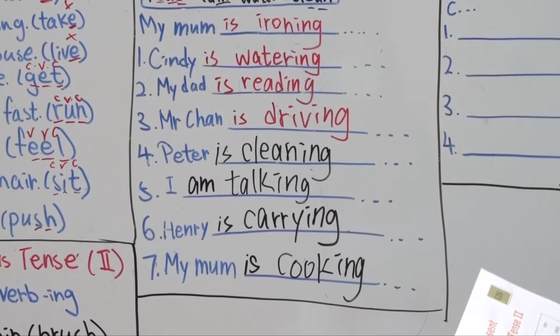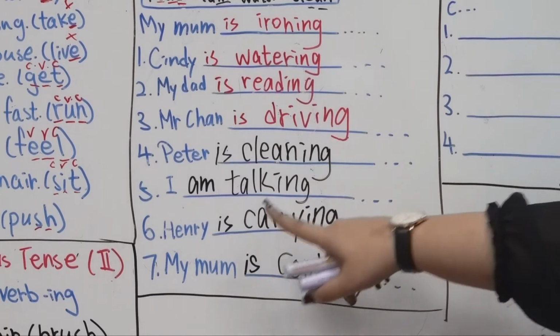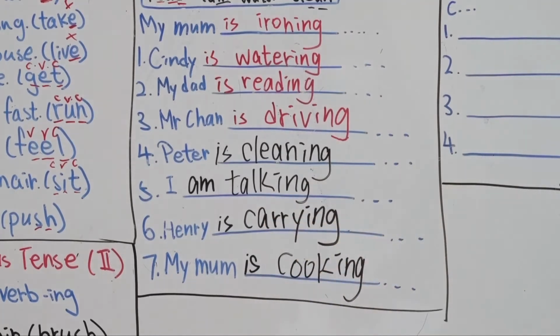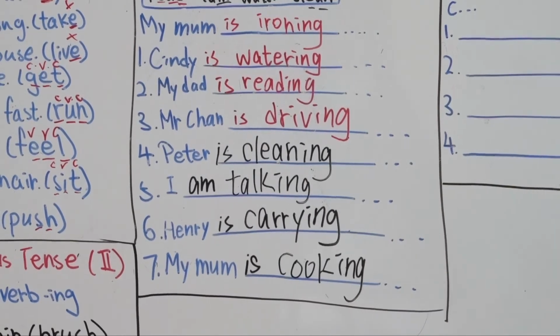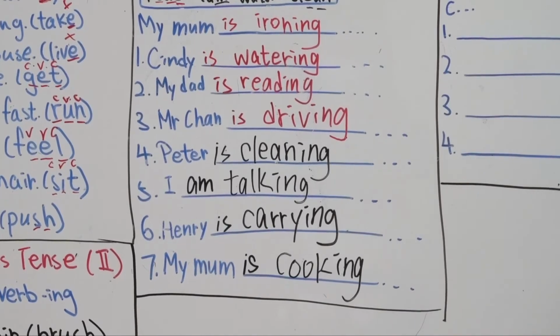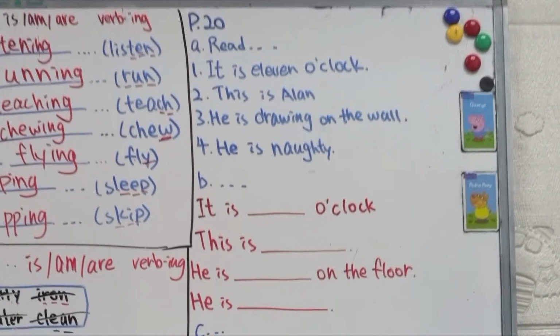And did you check your answer? Is cleaning. Peter is cleaning. I'm talking. Henry's carrying. Mom is cooking. Okay? Check your answers. If you're done, then we can move on to page 20. Today we will be doing some writing. Okay? But for this, you really have to look at the pictures that are in your book.